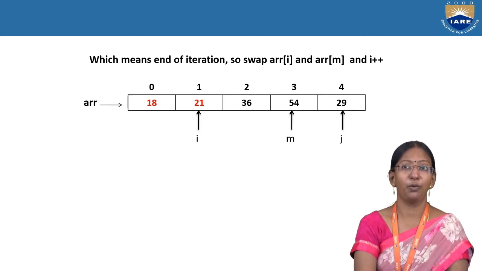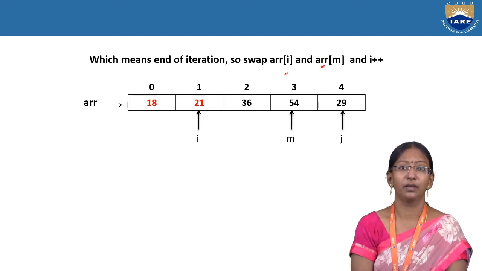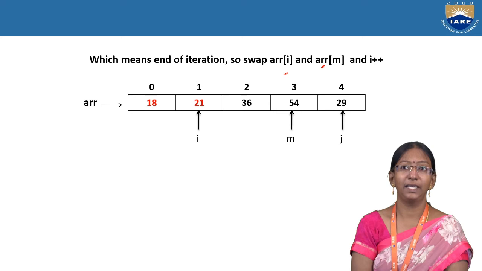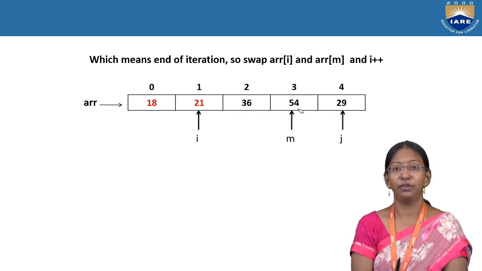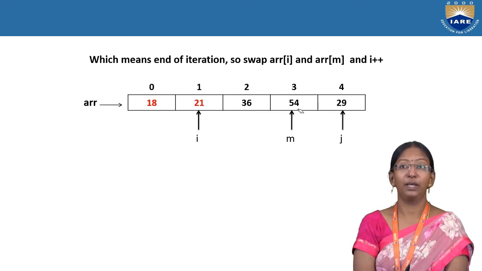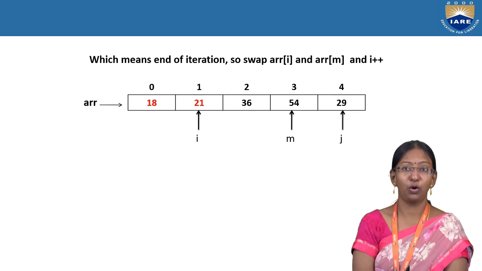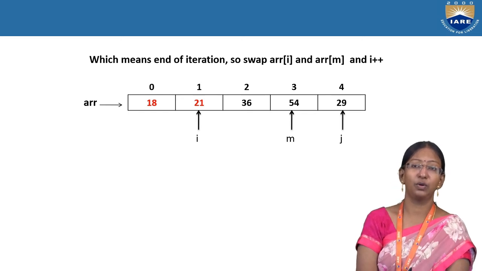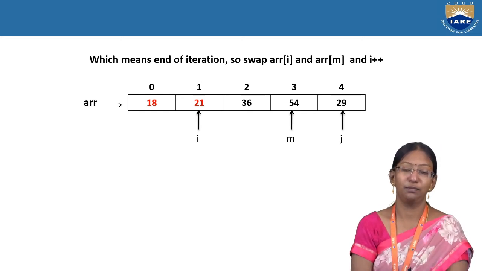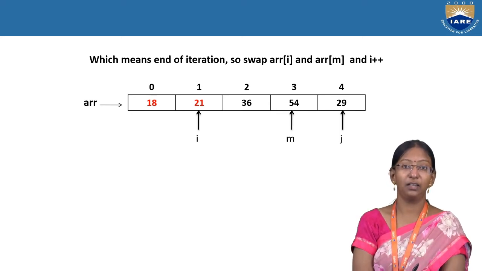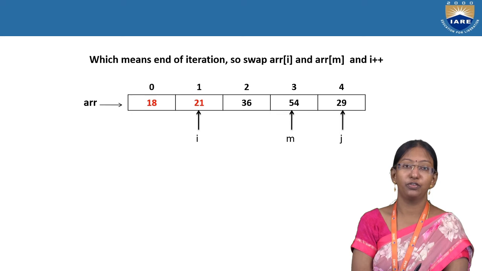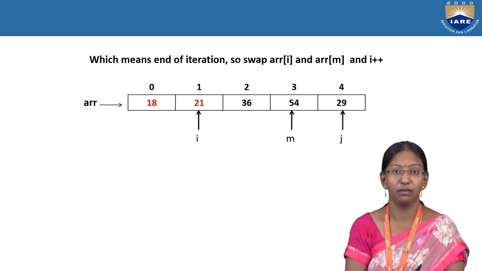Swap the elements pointed by I and M. So I have swapped the elements 21 and 54. Then what you can see, the second smallest element in the list, 21, has come to the second position. This is the partial result which I get after iteration 2 in the sorting technique.